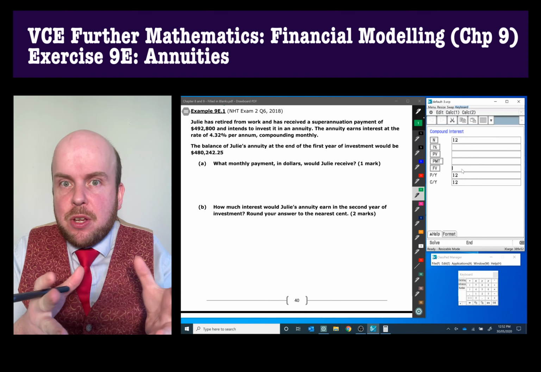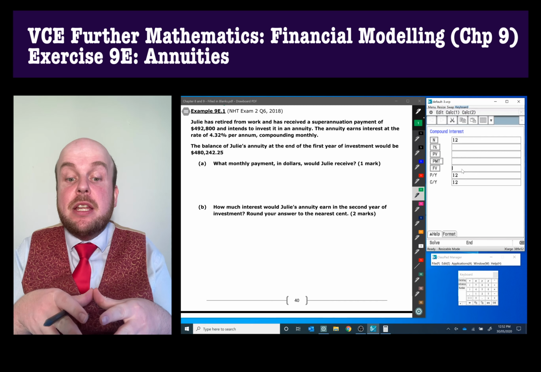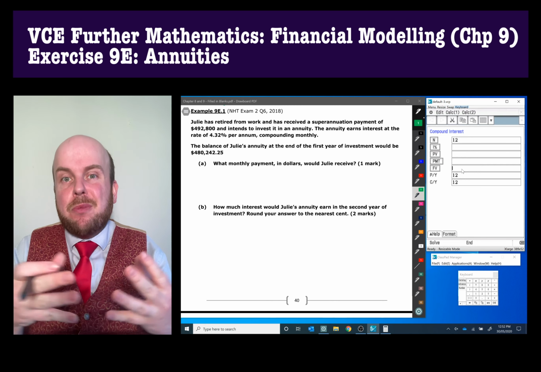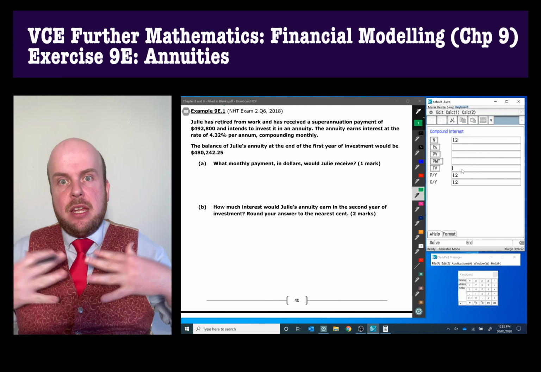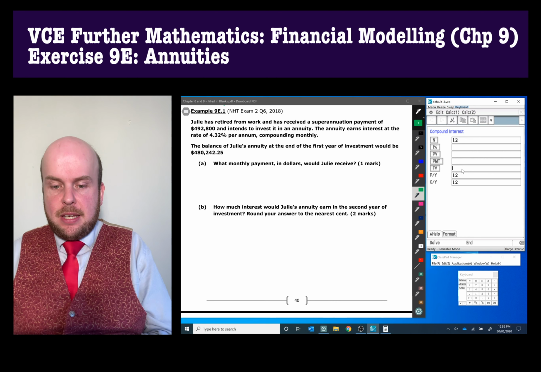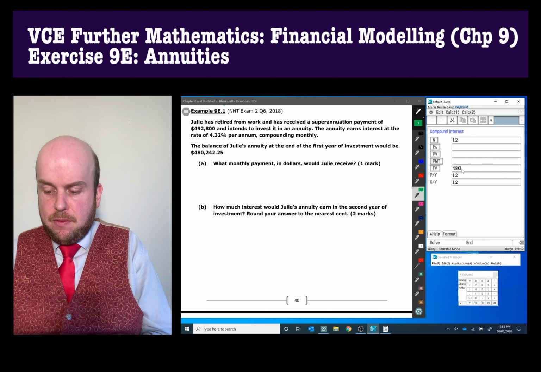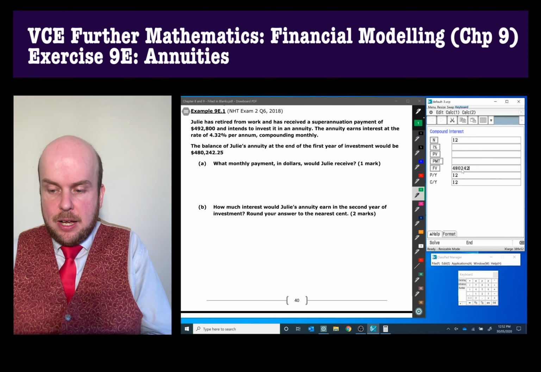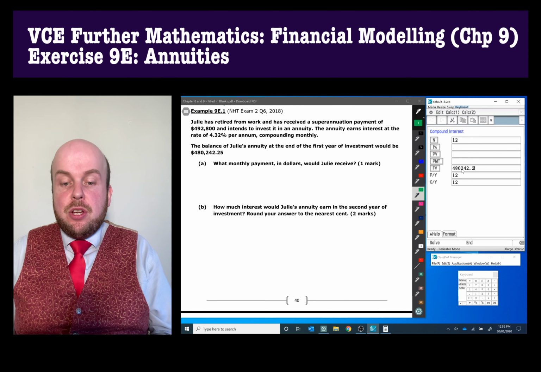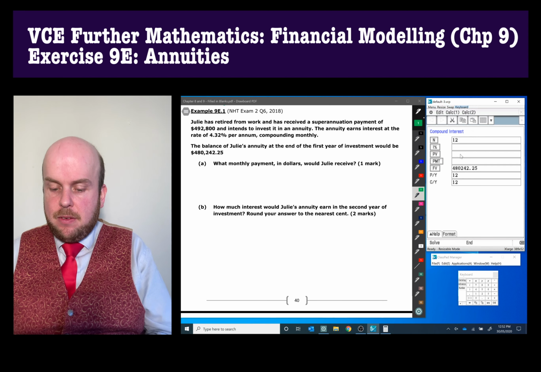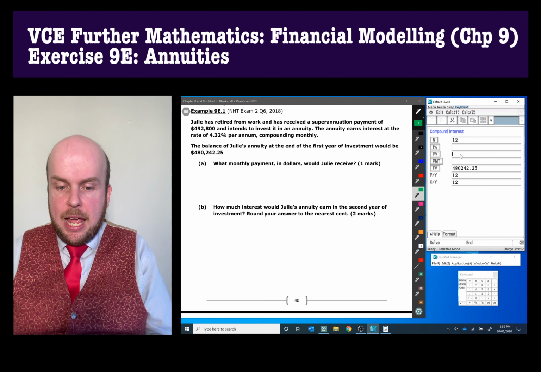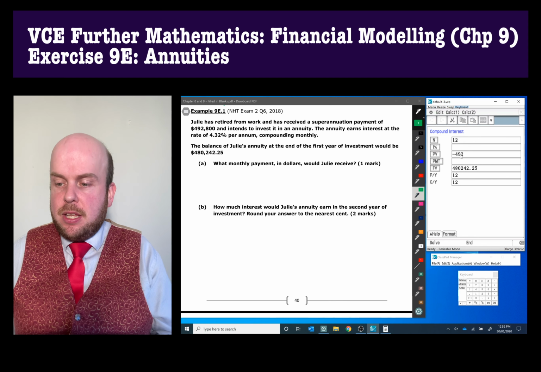Now your question is, do I put a positive or negative sign? Well, that's the amount that she has in her credit, in her favor, so that stays as a positive number. So it's $480,242.25. She invested $492,800. That's how much she put into the annuity.